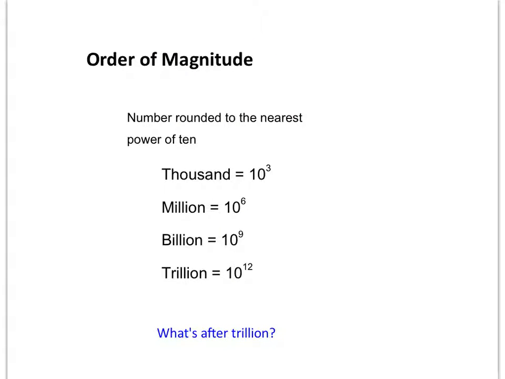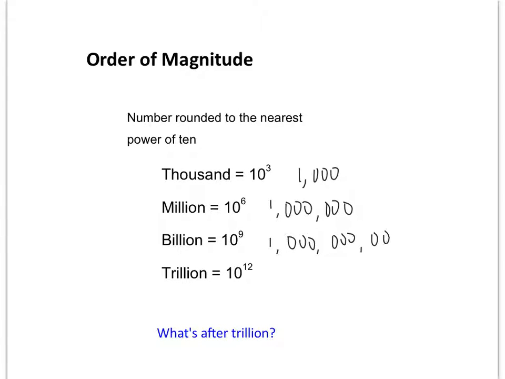We're now going to talk about order of magnitude, which will lead us into scientific notation. But order of magnitude means the number rounded to the nearest power of 10. So for example, thousands is 10 to the third, which if I write that out would be 1,000. Million is 10 to the sixth, which means I have 6 zeros. Similar to thousand had 3 zeros following. Billion has 9 zeros.